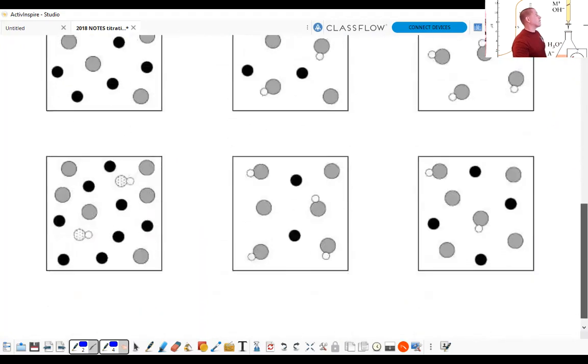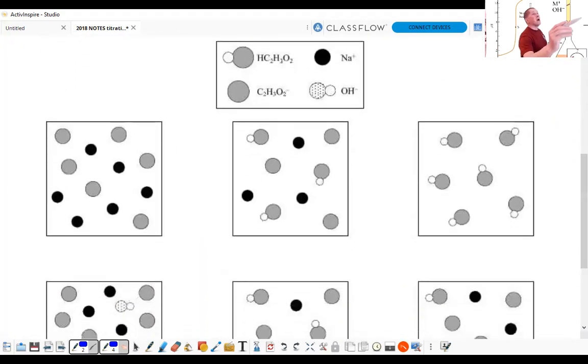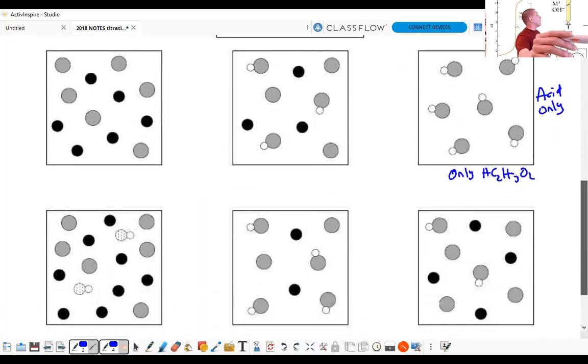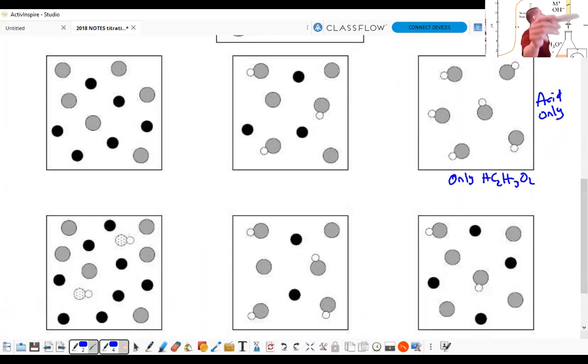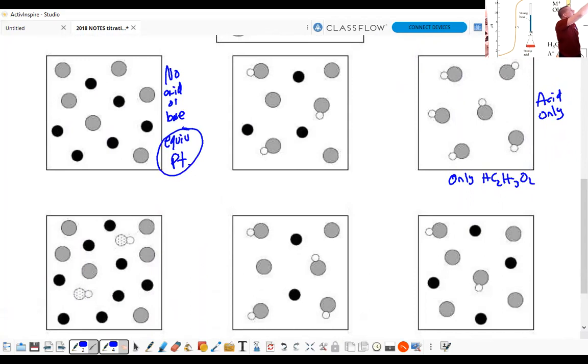All right, so now down here we have more boxes. So what do we have going on down here? Now, well, the easy ones, this one, you only have HC2H3O2 according to the chart. So this is the acid only. What else do we have that's easy to pick out? This one's easy to pick out. We have no acid or base. So this is at the equivalence point. At the equivalence point, no acid, no base.